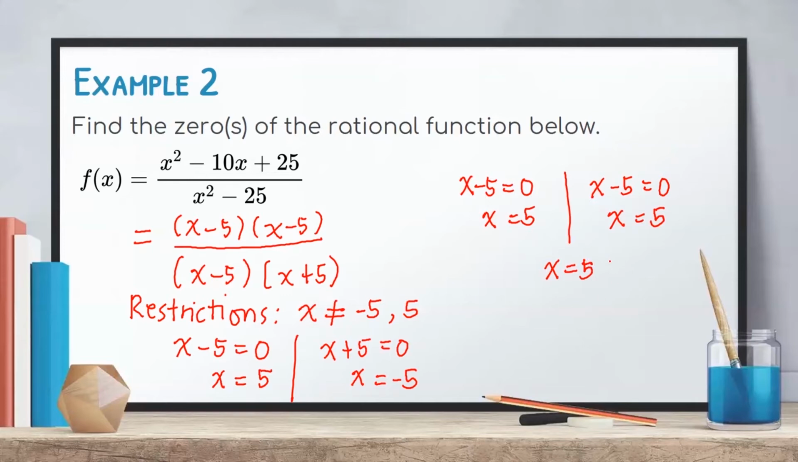Notice that x equals 5, the zero of the numerator, is also a restriction of the denominator. Since it is also a restriction, we cannot consider x equals 5 as a zero of the rational function. Therefore, the rational function has no zero.